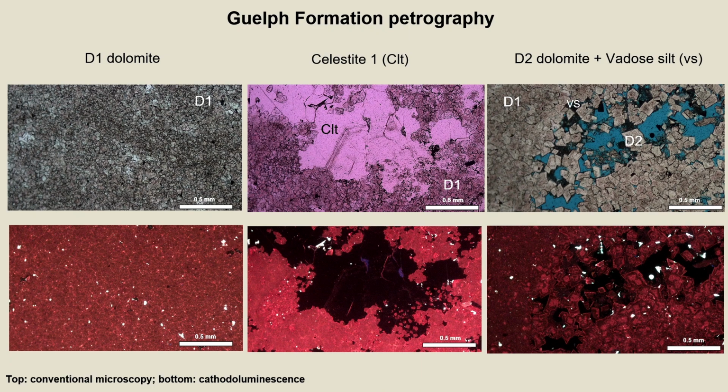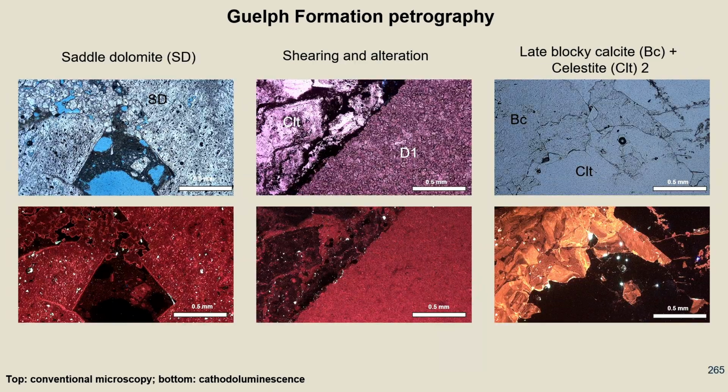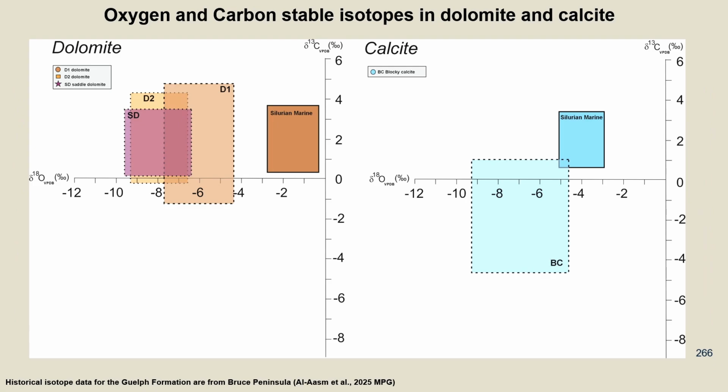So we have done conventional petrography under the conventional microscope, but also cathodoluminescence petrography, which is very critical to identify subsets of mineralogy within a specific mineral. So you see the various types of dolomite and celestite, saddle dolomite, a lot of shearing and fracturing visible in thin sections, and also the last one to the right is very important, celestite and late blocky calcite, for the rest of my story.